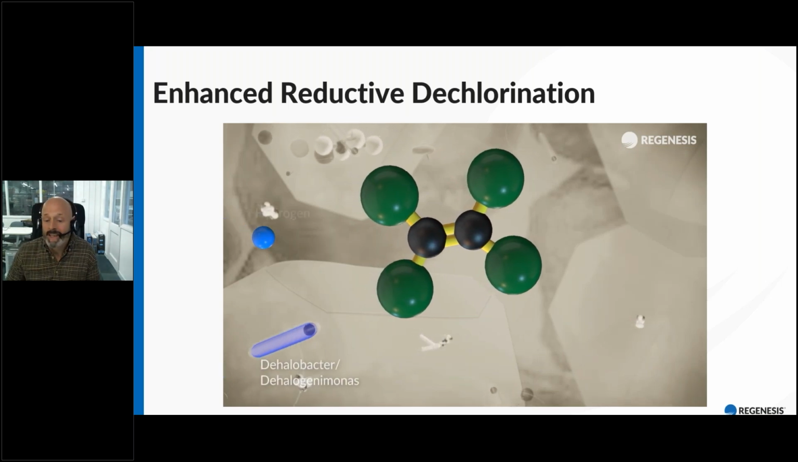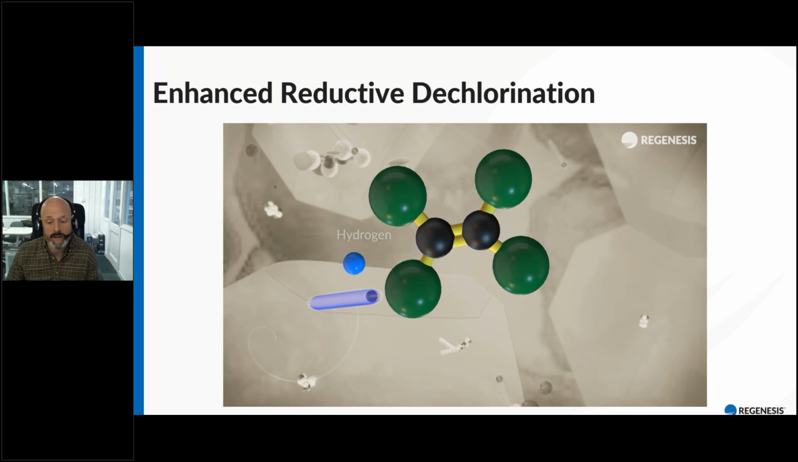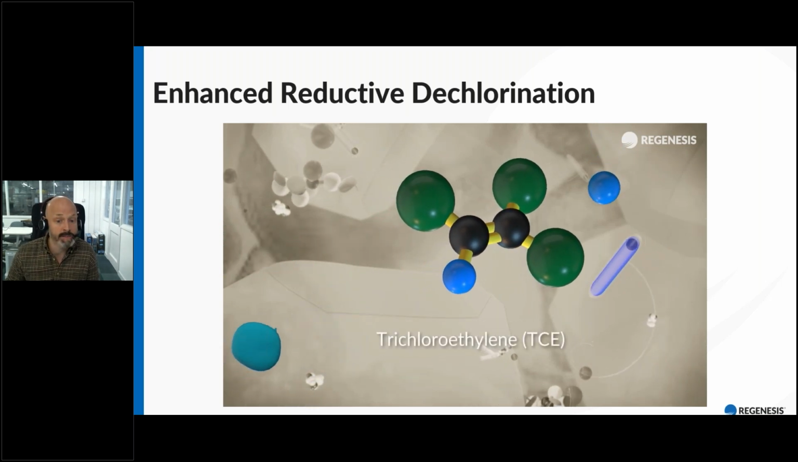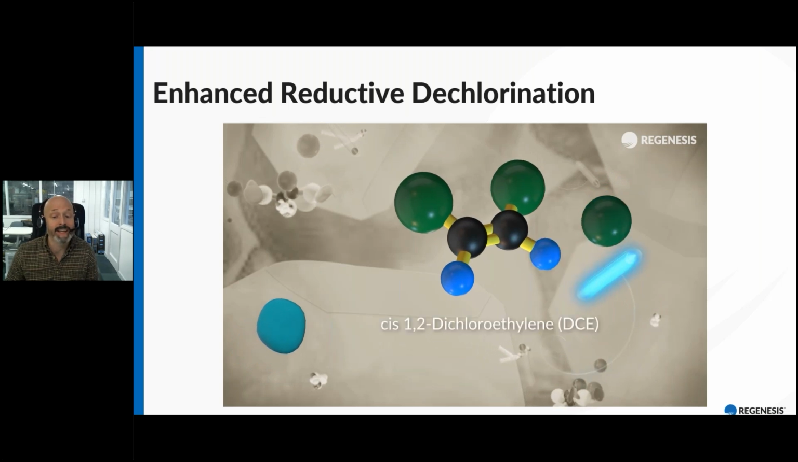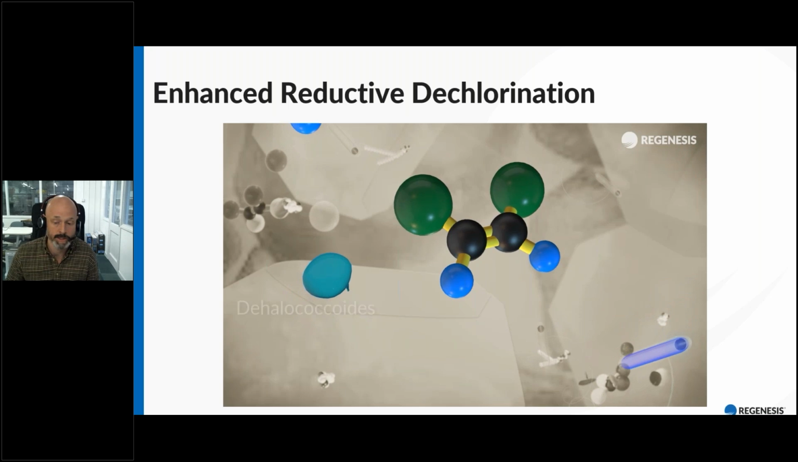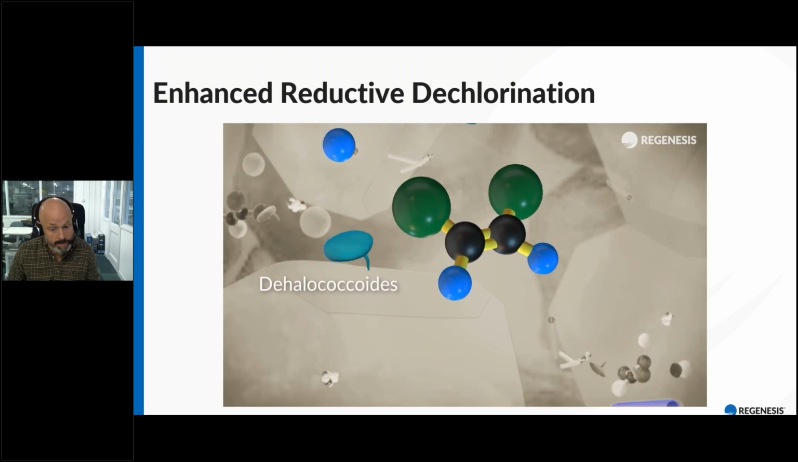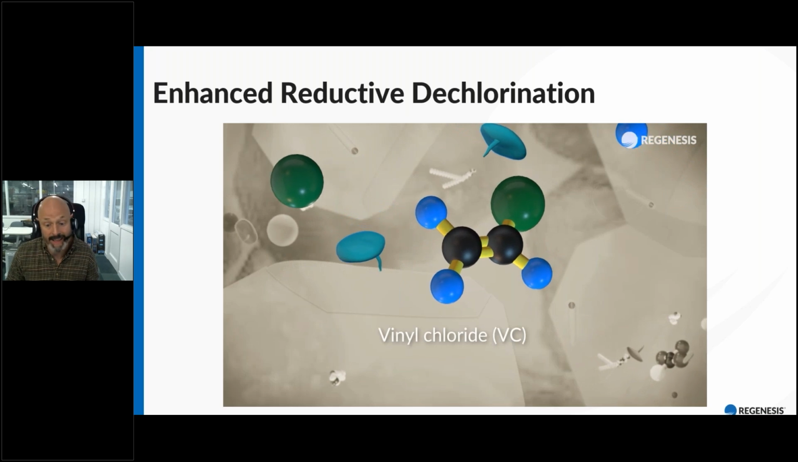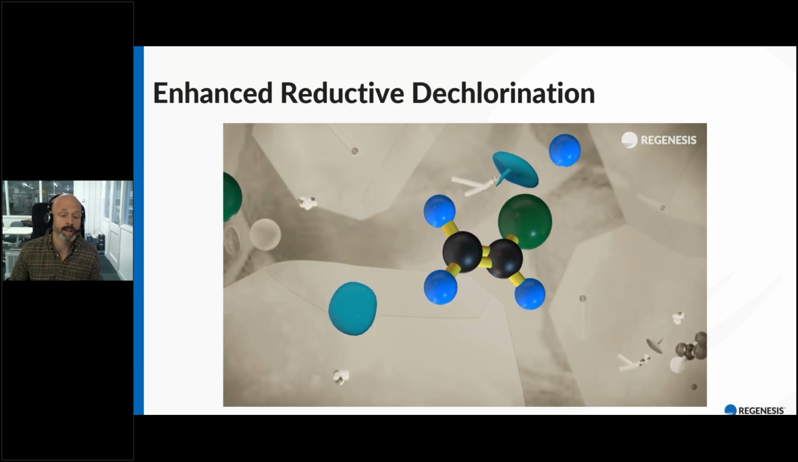So what is ERD? It's the sequential dechlorination of chlorinated ethenes, here in the video, PCE, by a specific group of microbes, and it needs an adequate supply of electrons in the form of dissolved hydrogen to do that. So we can optimize this process by applying a technology that provides an adequate and sustained supply of dissolved hydrogen.